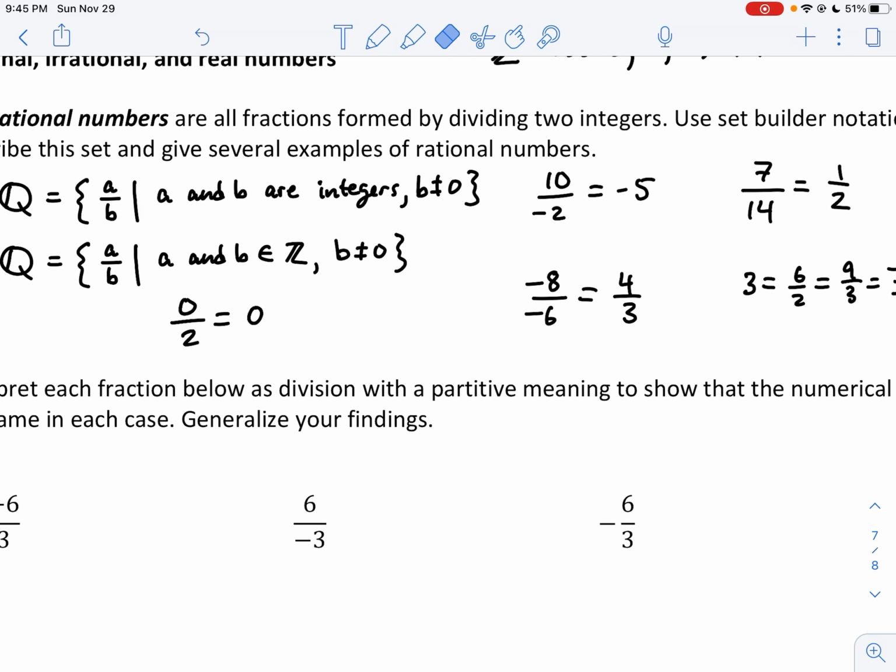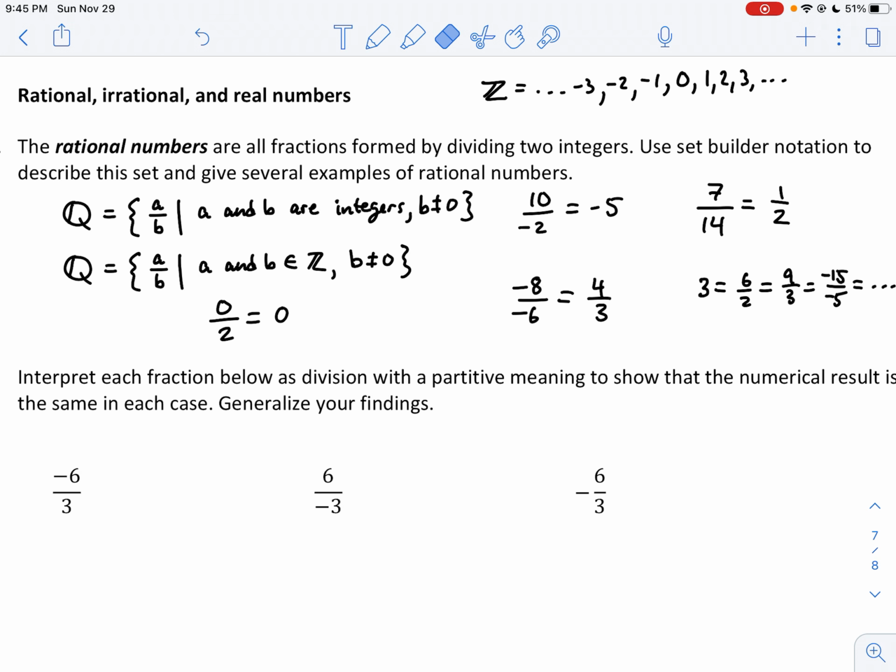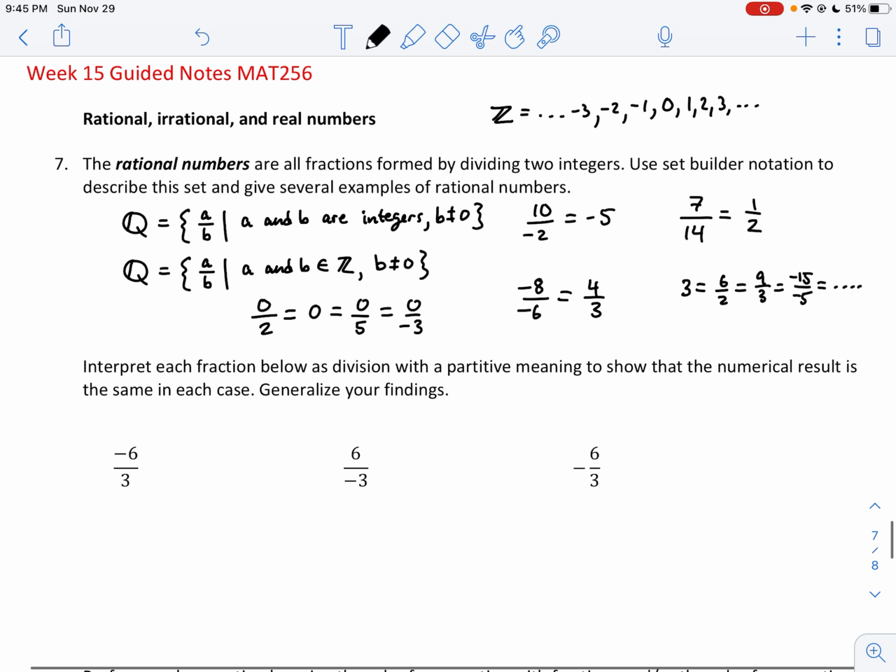So this is okay. So 0 is a rational number, because you can think of it as 0 divided by 2. For that matter, you can think of it as 0 divided by anything that's non-zero, 0 fifths or 0 negative thirds. And all of these things will simplify to 0.